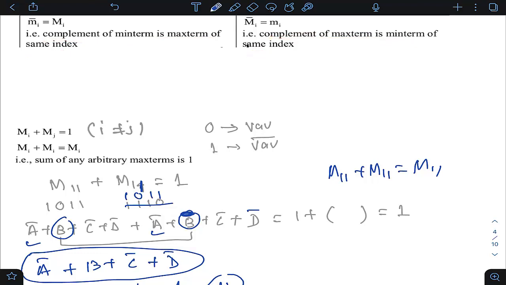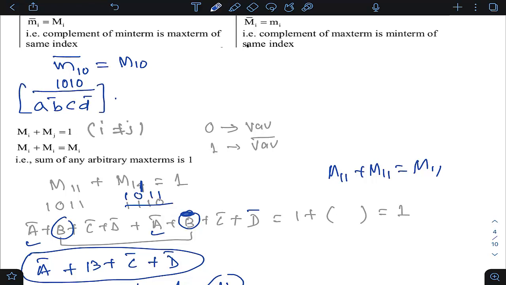Suppose you select minterm, let's say 10. By this property, minterm 10 complement is equal to maxterm 10. So how is it valid? How will we write minterm 10, students? 10 is 1 0 1 0. In the minterm notation, 1 is the variable and 0 is the variable bar, so A, B bar, C, D bar. You take its complement. By De Morgan's law, if you split it, you get A bar plus B plus C bar plus D. So this is what you are getting.